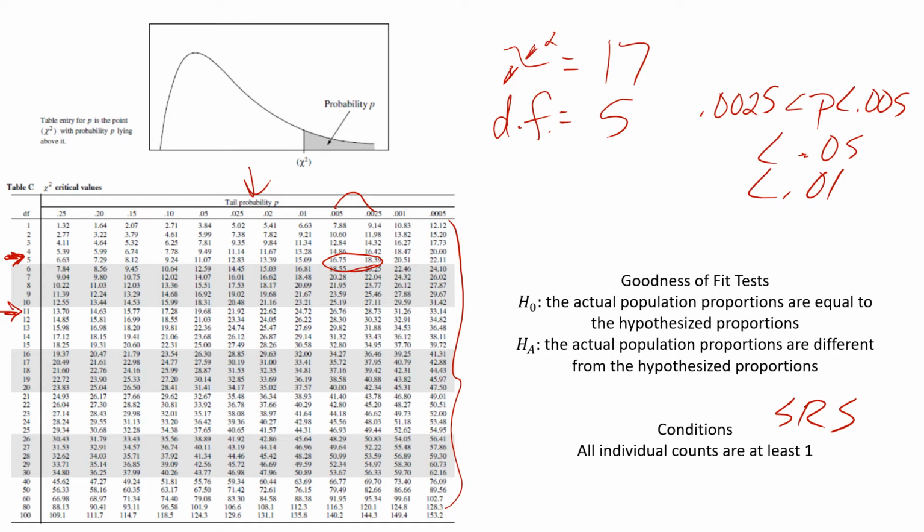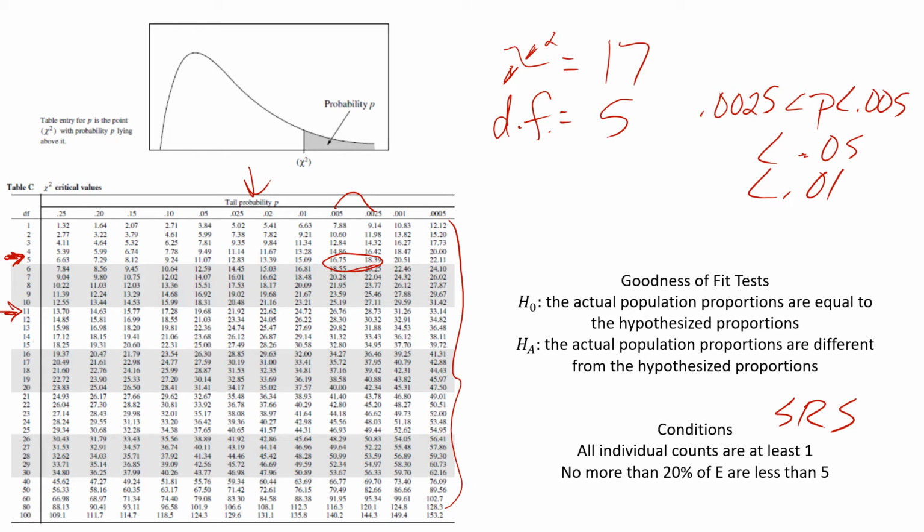All individual counts are at least 1. So we have to have an observed thing. So we have to get at least 1 of every color in ours. And no more than 20% of the expected values are less than 5. So if we have 5 different colors, we can have 1 color that has fewer than 5 that we are expecting. Now, if we know what the hypothesized proportions are beforehand, we can get enough M&Ms, or we can have a sample size big enough to make sure that that works.